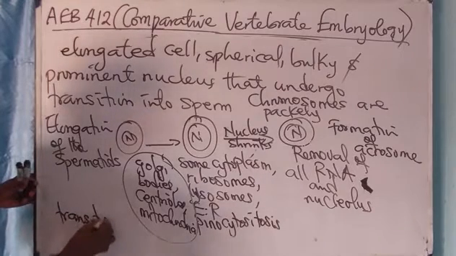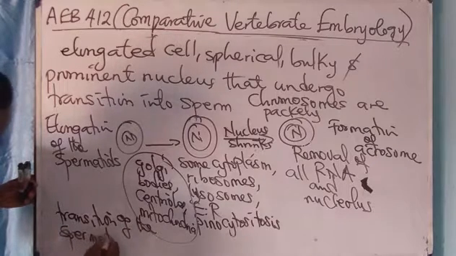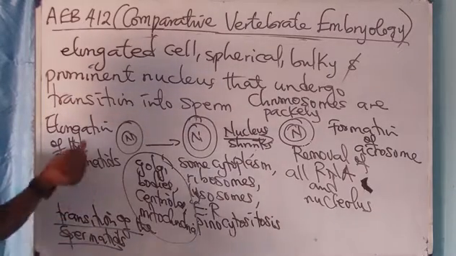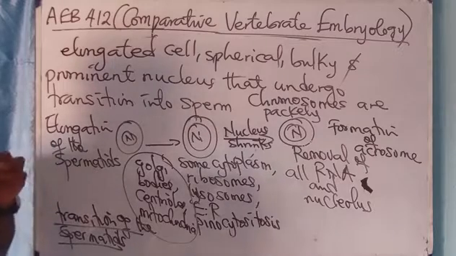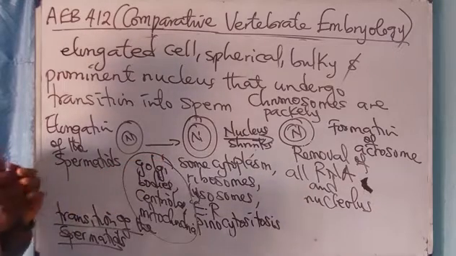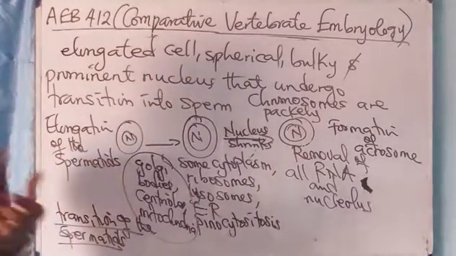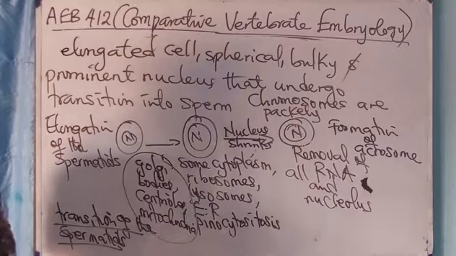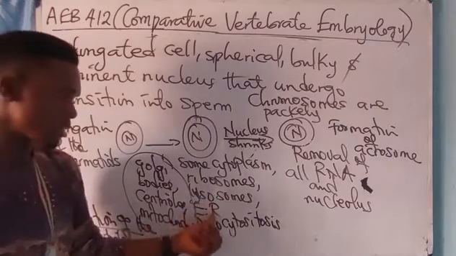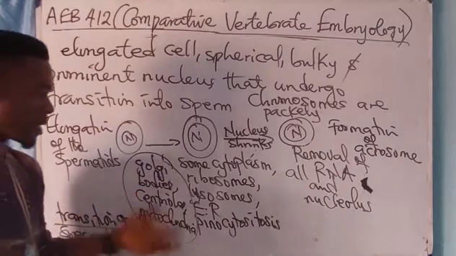Alright, so this illustration you have here is the transition of the spermatids into sperm. Elongation of the spermatid. The nucleus will shrink because it has lost water from the nuclear pore, and the chromosomes are closely packed together into small volume to reduce the weight of the sperm. And secondly, some cytoplasm and ribosomes are removed from the spermatids, but Golgi bodies, centrioles, and mitochondria are retained.